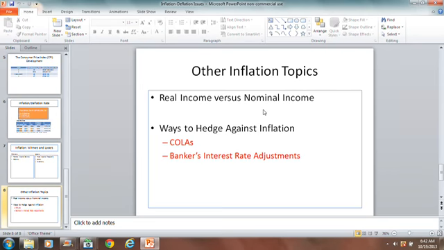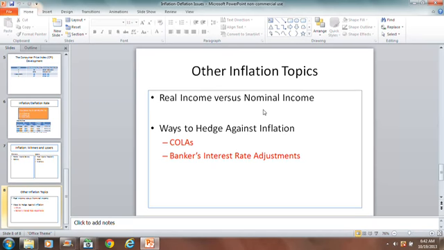And the way you would calculate real income, you would simply take nominal income and divide it by an index such as the CPI. So real income equals nominal income divided by the CPI. By dividing the nominal income by the CPI, you're correcting the income to account for inflation. So you get a real income measure.